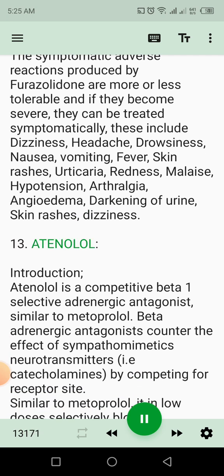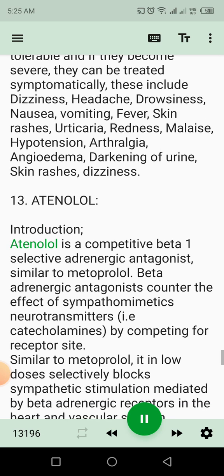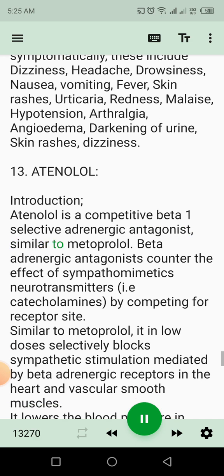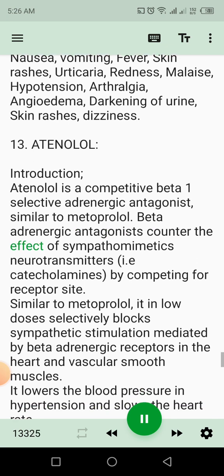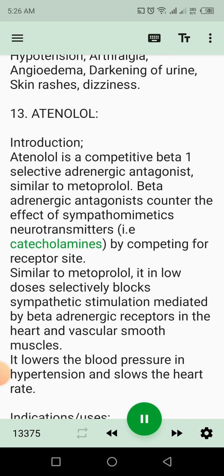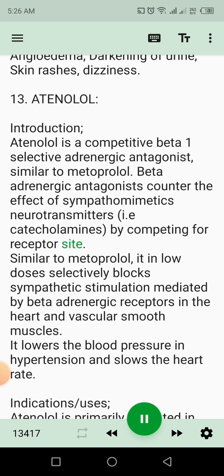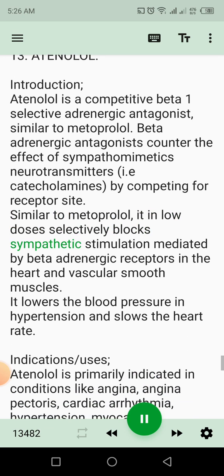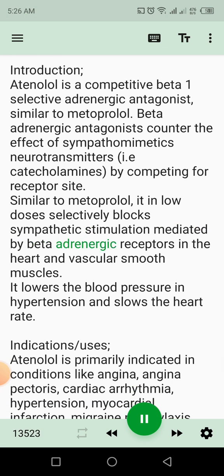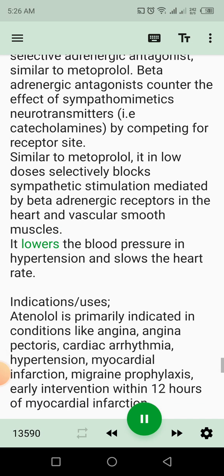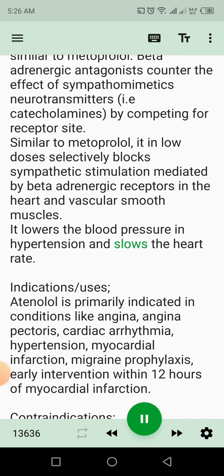13. Atenolol. Introduction. Atenolol is a competitive beta-1 selective adrenergic antagonist, similar to metoprolol. Beta-adrenergic antagonists counter the effect of sympathomimetic neurotransmitters, i.e. catecholamines, by competing for receptor site. Similar to metoprolol, in low doses it selectively blocks sympathetic stimulation mediated by beta-adrenergic receptors in the heart and vascular smooth muscles. It lowers the blood pressure in hypertension and slows the heart rate.